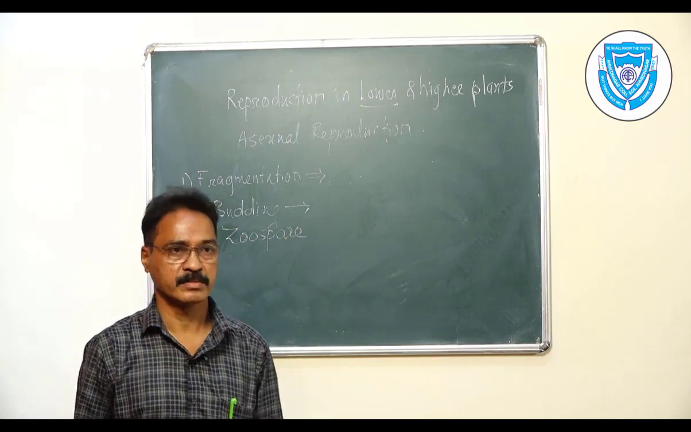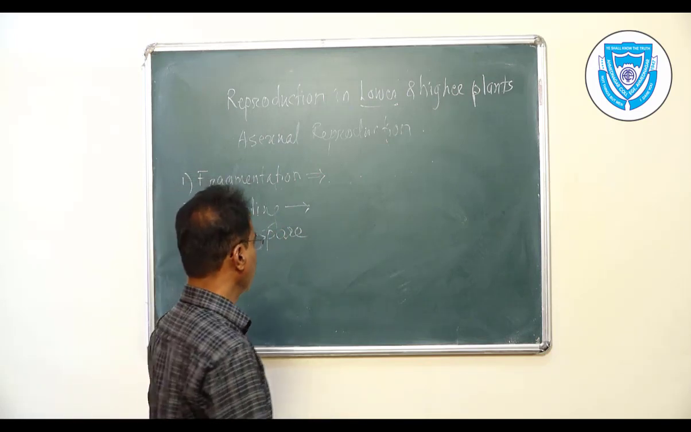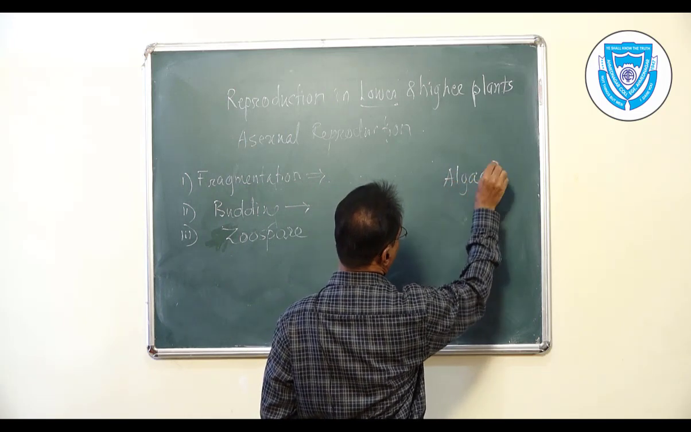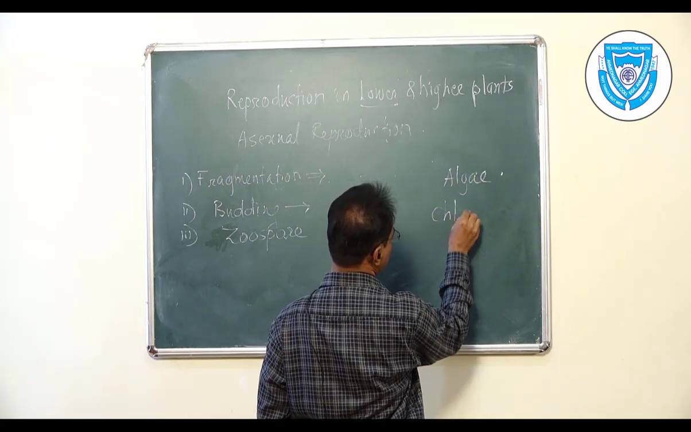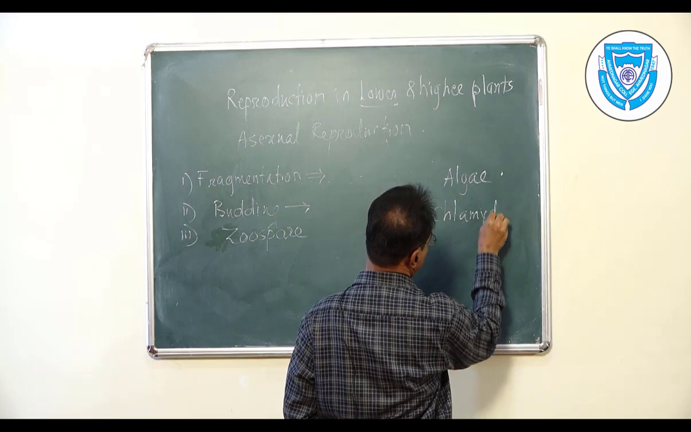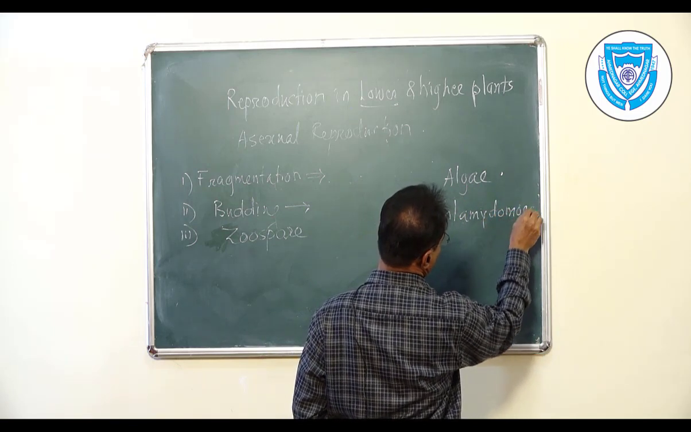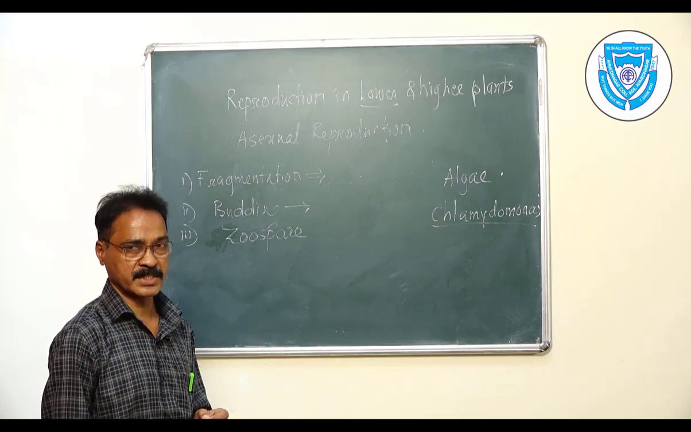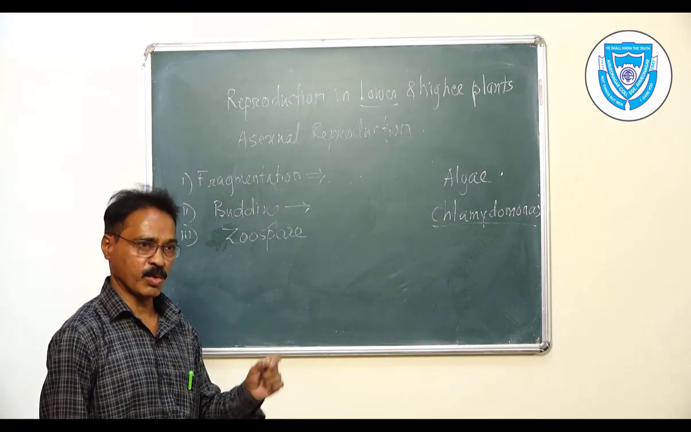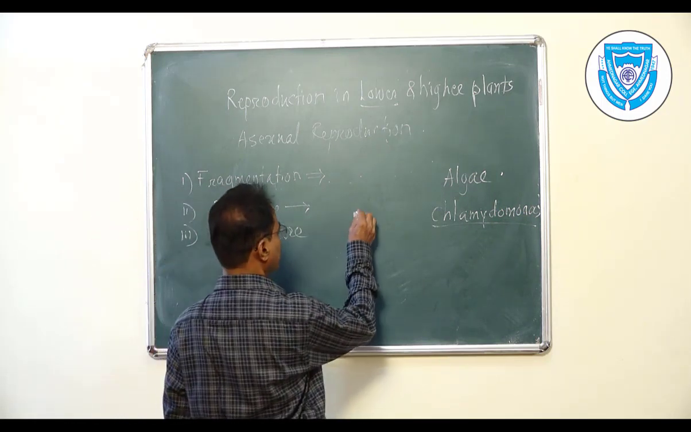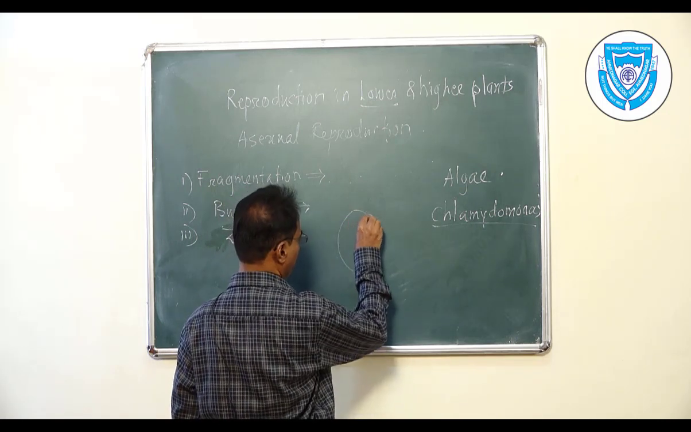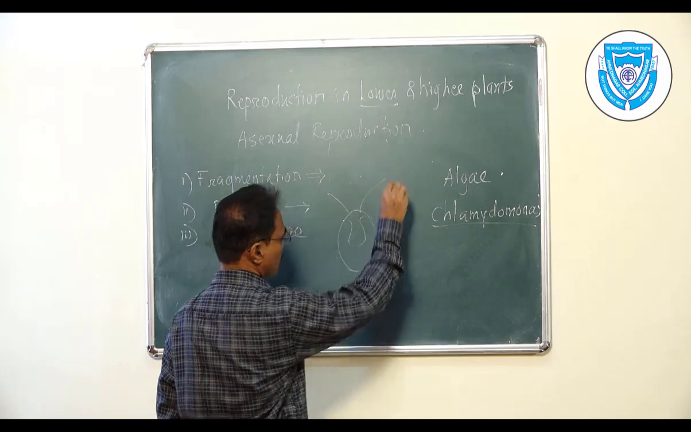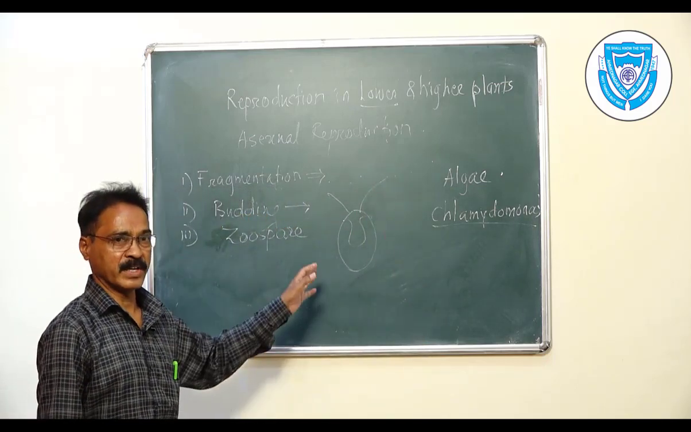Zoospore formation takes place in the algae group, and an example is Chlamydomonas. Chlamydomonas is a unicellular structure. It is a freshwater alga, and its structure is pyriform. Here these are the flagella, and it is motile.